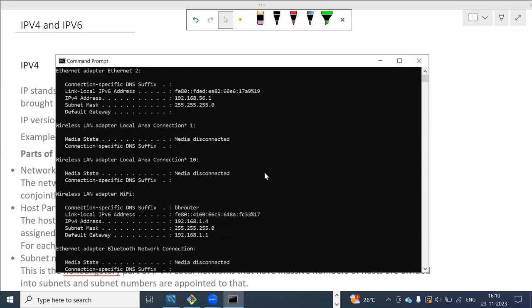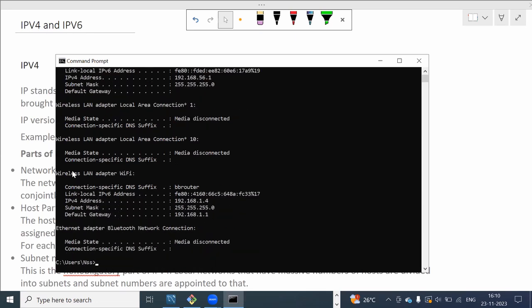We have our wireless LAN Wi-Fi IP address. So remember, it is not a public IP, it is a private IP. And this is IP version 6. So these two are not public IP addresses, these are local IP addresses.